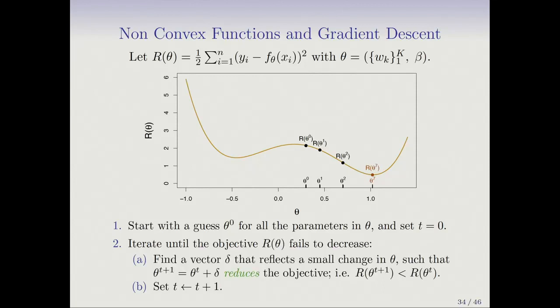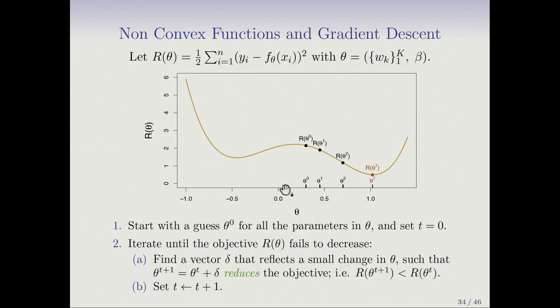So here's a non-convex function. We just show you a one-dimensional function. And we're going to use gradient descent to optimize this function. So you can see here, we write the function now. We use the collective term theta to represent all the parameters. So our objective, we write as R of theta, and it's a sum of squares, and theta consists of all the W's and the beta, right?